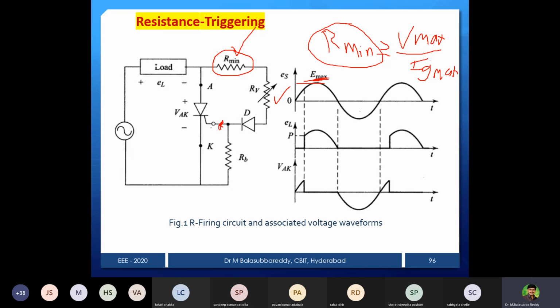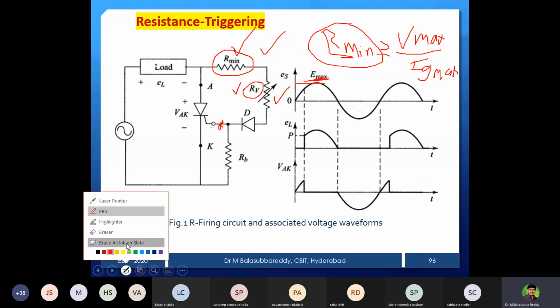Now the problem we can overcome: even if I keep the RV value at 0, because of the R minimum we already inserted, the Ig current never goes beyond the maximum current. I use that formula so that R minimum is always greater than or equal to V max by I max. That's why a very high voltage and high current never pass through it. And this RV value is used to get the variable voltage, variable alpha. That is the purpose of RV.